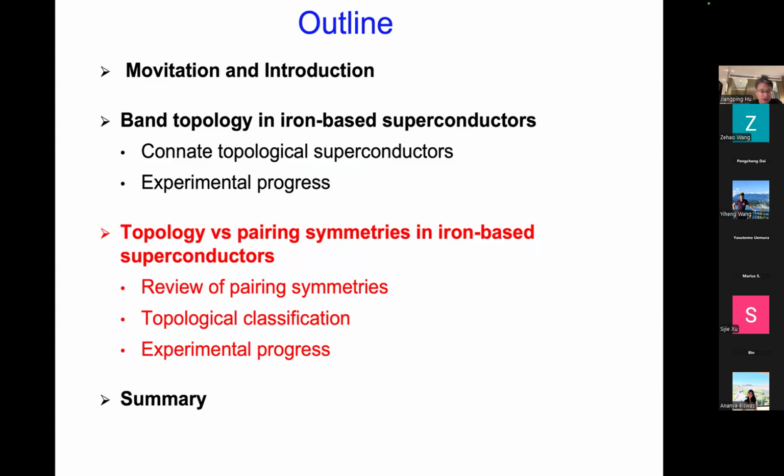I'm not going to give an overall experimental progress in this direction. There are many talks by other people, but I will illustrate this concept called the connate topological superconductors. And then the major part I will talk about is the topology and the pairing symmetries in iron-based superconductors. I try to use the topology to distinguish different pairing symmetries in iron-based superconductors. And finally, I will make a summary.